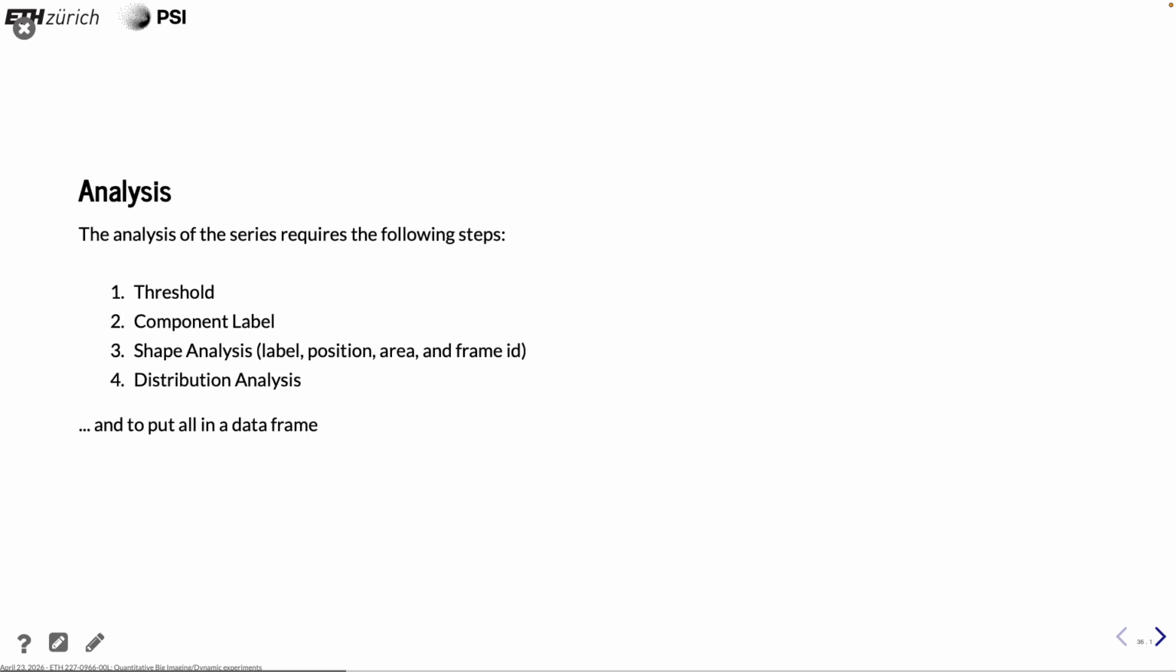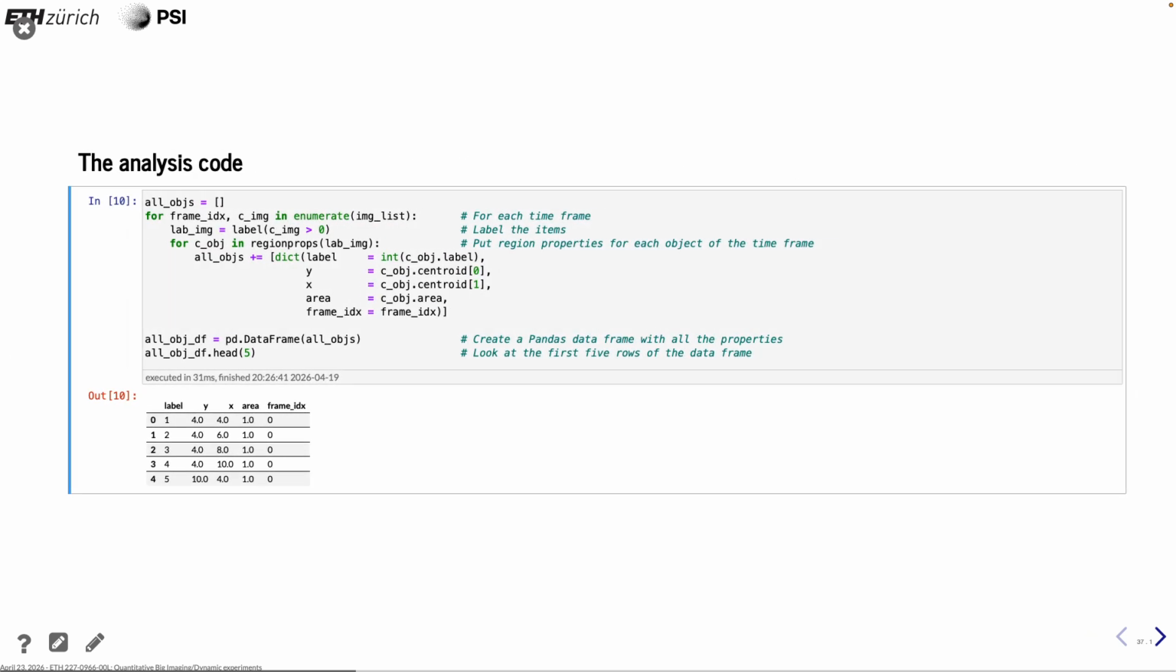So the analysis involves then the thresholding and the component labeling, so some shape analysis and distribution, and then putting everything maybe in a data frame because then we have the table form, which makes it easier to work with. And that would be that we have some code like this, where we do actually the labeling. In this case, we didn't have to do the thresholding because they were just black and white images. And then we get the region properties, get the centroid, the area, and the frame index. And all that is put then into this table, which we can use for the further analysis.